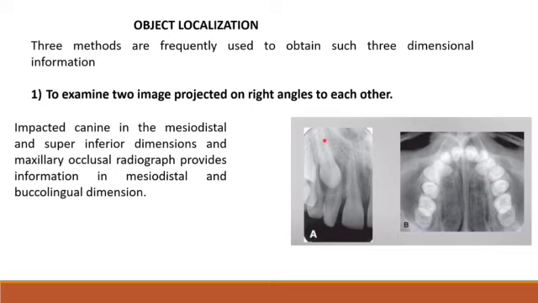So we get to know that the supra-inferior position of the canine is somewhere around the periapical region of the lateral incisor, and the occlusal view will show whether it is placed buccally or lingually and also shows the mesiodistal dimension.